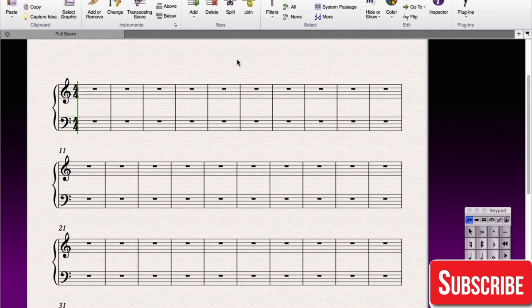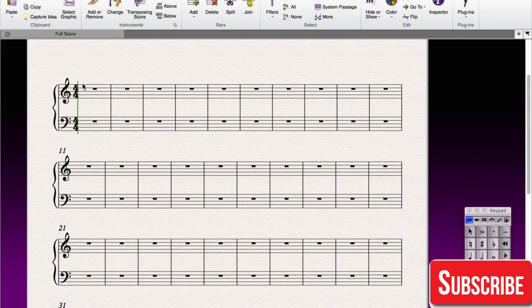Okay, so what I have right now is I've opened a page in Sibelius, and what I want to do is basically demonstrate to you what these chords are and how they're built. And then also we'll look at what exactly we mean by inversions of chords, and how we actually notate these inversions.